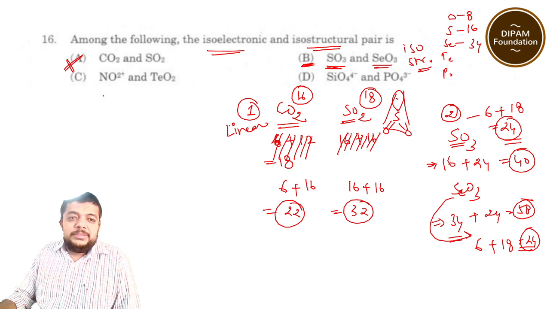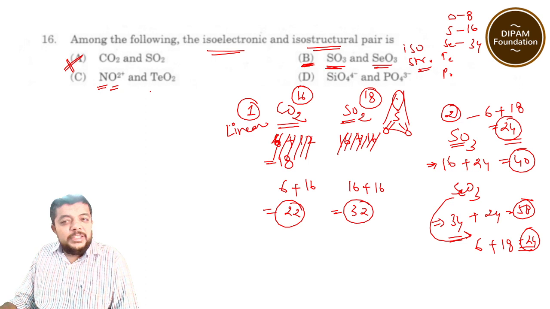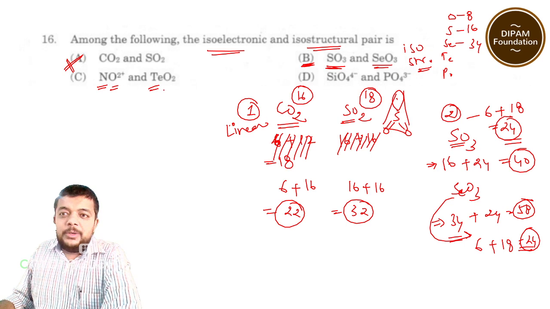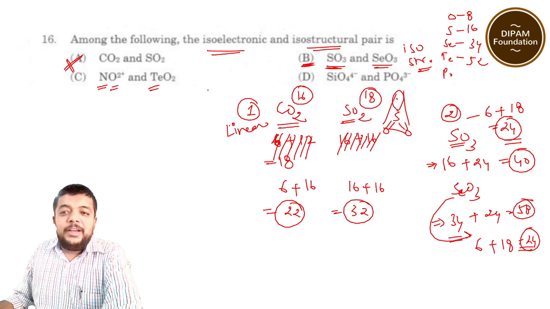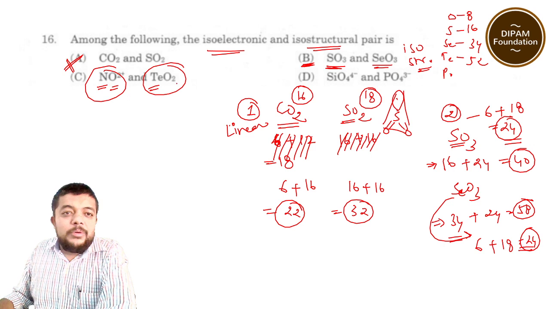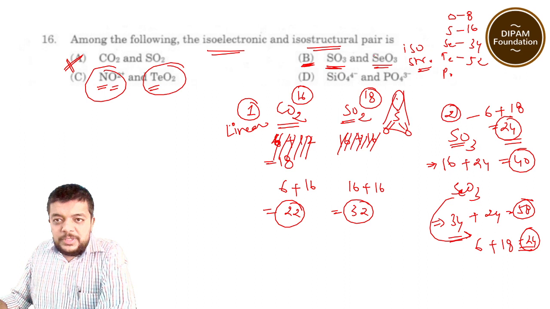NO2 plus and TeO2. So it is 7 plus 8, 15, 2 plus it is 13. And over here, as it is TeO2, this will be tellurium, so 52 plus 16. I do not find over here any isoelectronicity because the total number of electrons will have a huge difference. So this is isostructural but not isoelectronic. This is neither isoelectronic as of now nor isostructural.